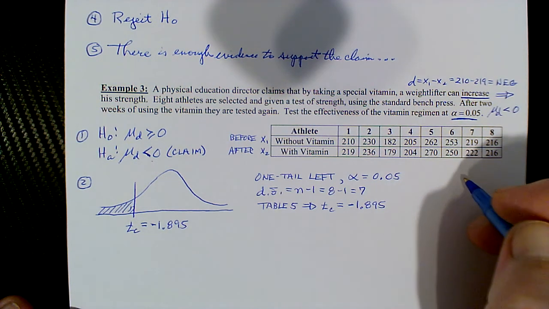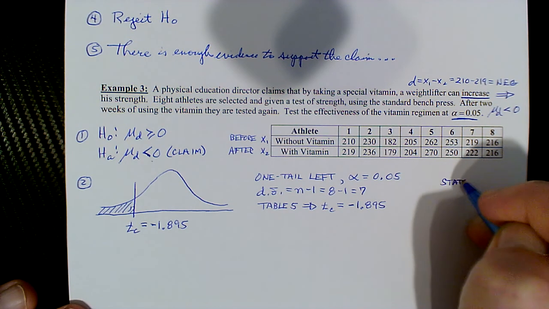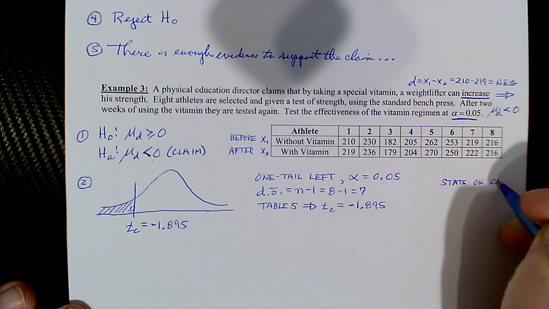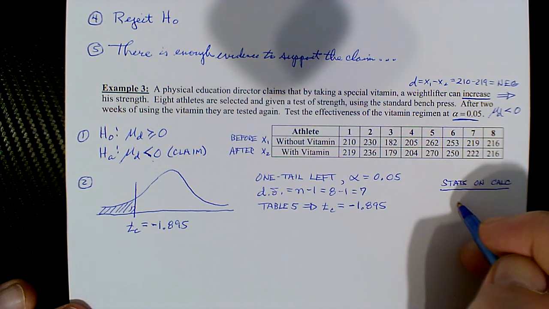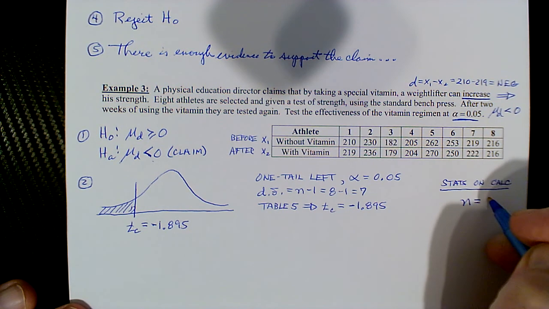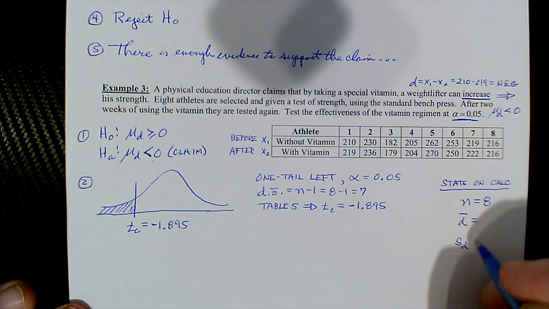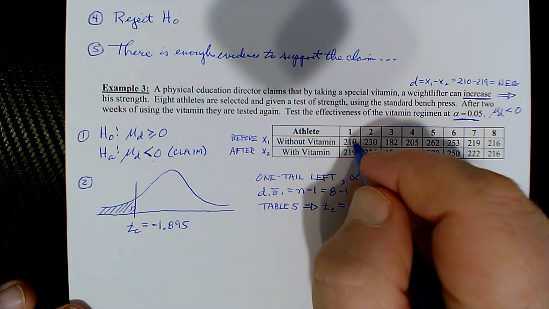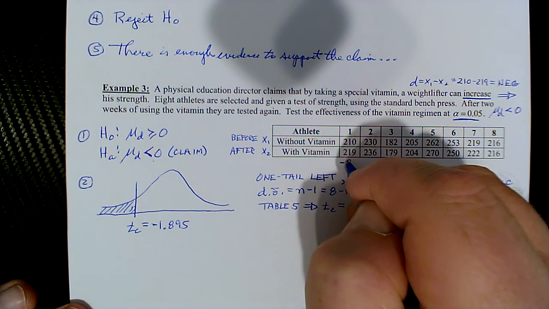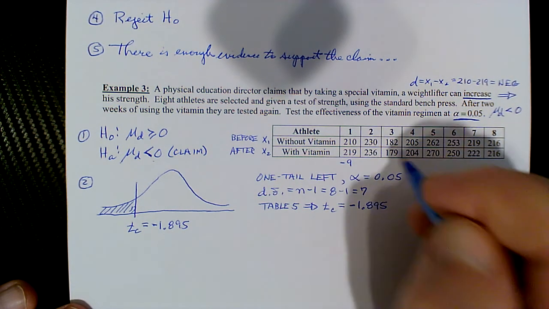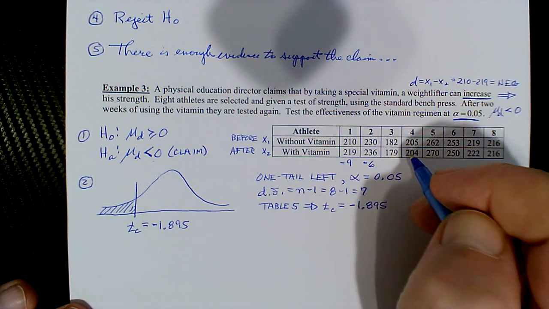Okay, and then the stats on the calculator. Could have done this first, but I kind of got excited. To get d bar, first off, you can note that n is 8, but then we want d bar and s sub d, and that's done by using the calculator. So calculate all these differences. 210 minus 219, that's a negative 9. So the negatives are important, of course, to enter. 230 minus 236 is negative 6.